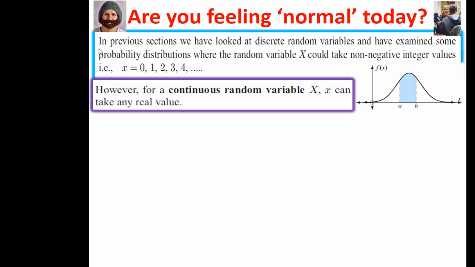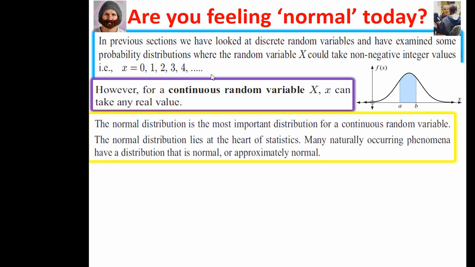That was for binomial distributions. However, if you have a continuous random variable, as opposed to a discrete random variable, x can take on any value. So it could be 0.00052339, not just 0, 1, 2, 3, 4. The normal distribution is the most important distribution for a continuous random variable. So binomials are more for a discrete random variable, normal distributions for a continuous random variable.